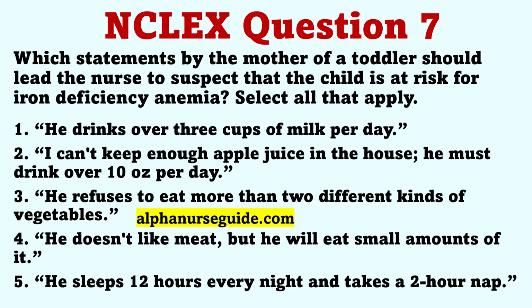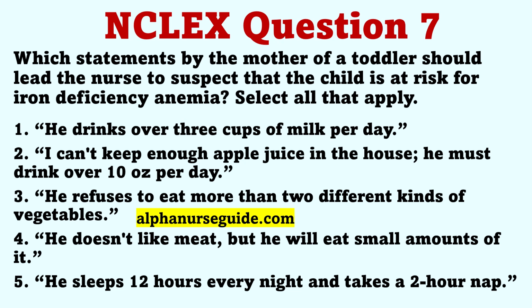Which statements by the mother of a toddler should lead the nurse to suspect that the child is at risk for iron deficiency anemia? Select all that apply. 1. He drinks over 3 cups of milk per day. 2. I can't keep enough apple juice in the house. He must drink over 10 ounces per day. 3. He refuses to eat more than 2 different kinds of vegetables. 4. He doesn't like meat, but he will eat small amounts of it. 5. He sleeps 12 hours every night and takes a 2-hour nap.